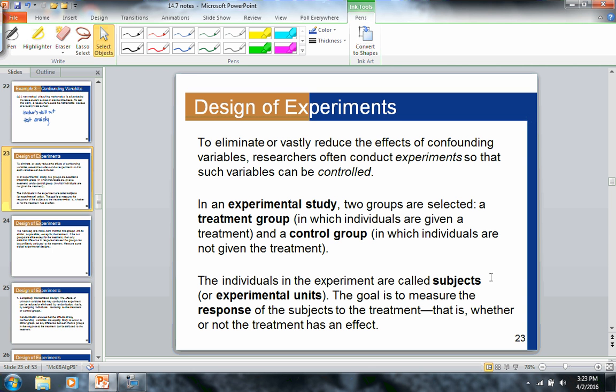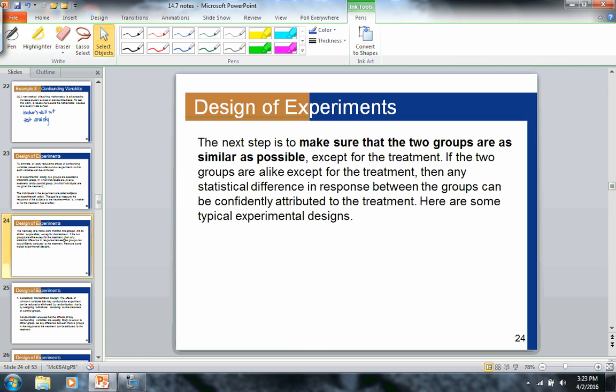The individuals in the experiment are called the subjects, and the goal is to measure the response of the subject to a treatment to see if the treatment has an effect or not. And again, it has to be statistically significant. So the next step is to make sure that the two groups are as similar as possible, except for the treatment. If the two groups are alike except for the treatment, then any statistical difference in response between the groups can be confidently attributed to the treatment.